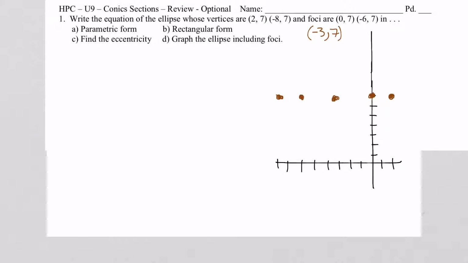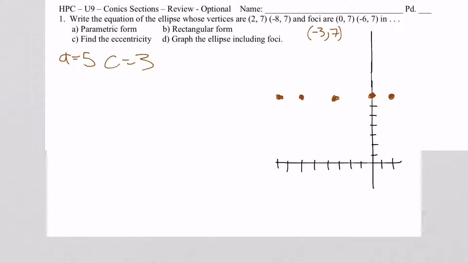So what do I know at this point? Well, I know from my center out to my vertex is my A value. So how far out is that? Well, I've gone from -3 out to -8, so my A value is 5. What else can I figure out? Well, I know from my center out to a focus is my C value. And so from the center to that focus is a distance of 3. So I know my C value is 3.